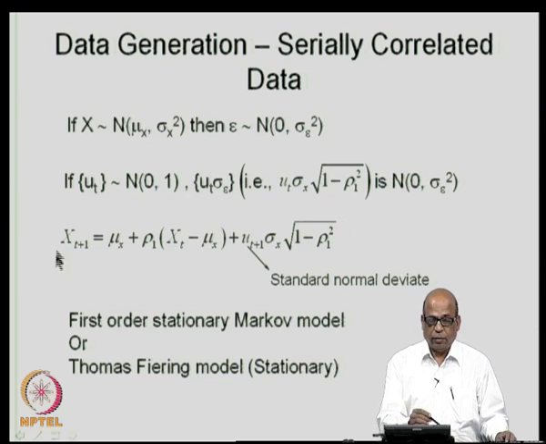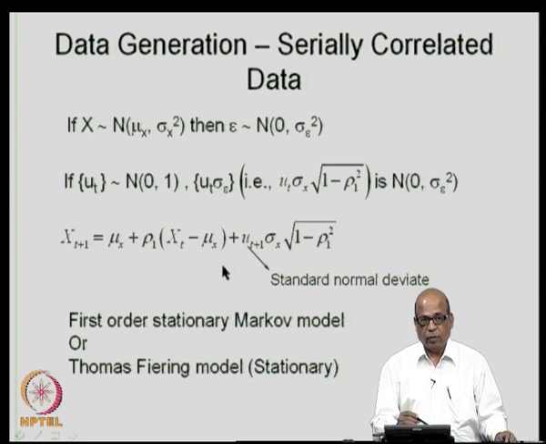The model we thus write is called the first order stationary Markov model. First order, because we are generating x t plus 1 using the previous value x t only and not x t minus 1, x t minus 2 and so on. So, we are just using one previous value. So, it is a first order Markov model. It is stationary because we are using the same value of mu x and sigma x for all the values. So, it is stationary both in mean as well as standard deviation.